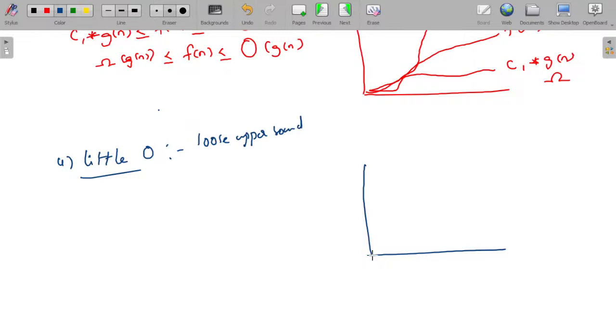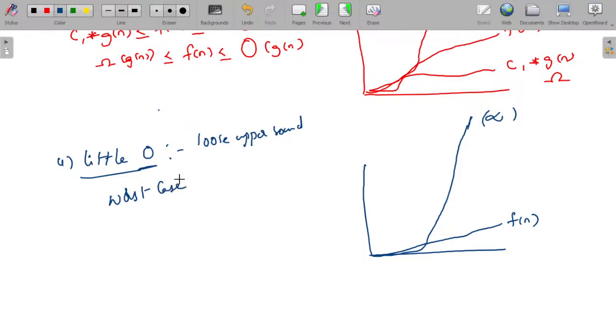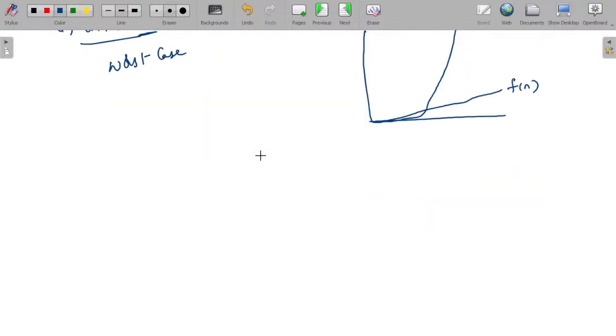So the graph for little o notation would look something like this. If you take this as f of n, the bound is going to be something like this, which can reach up to infinity. This type of representation we call little o notation. Little o notation is used to represent the worst case, but with a loose upper bound curve, and that representation we call little o.